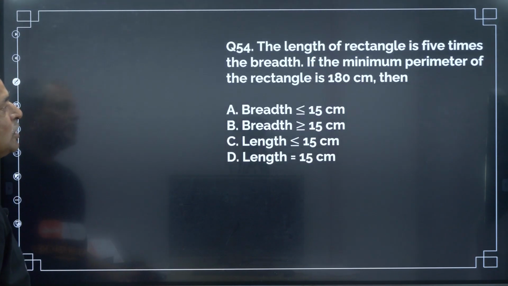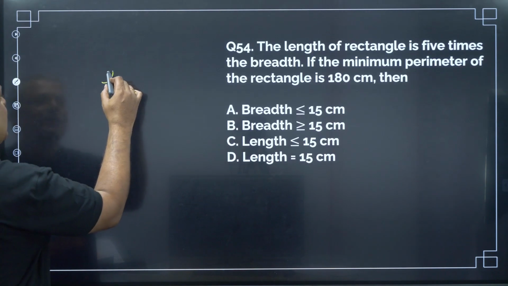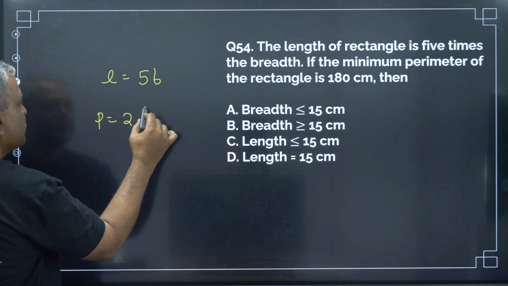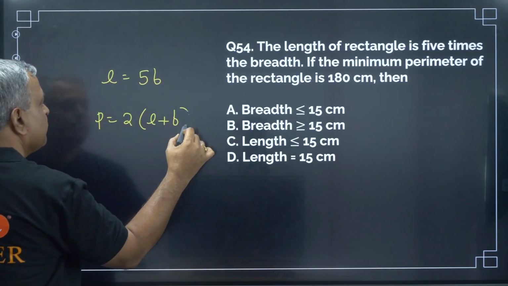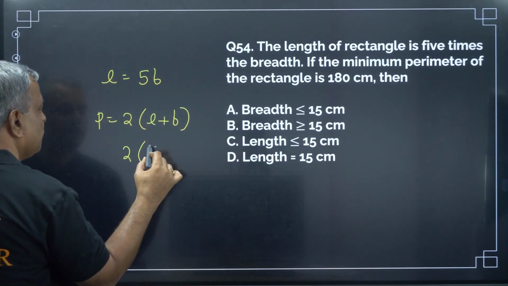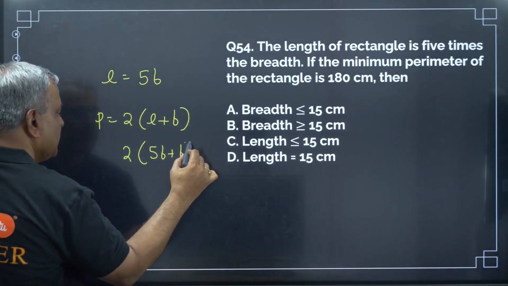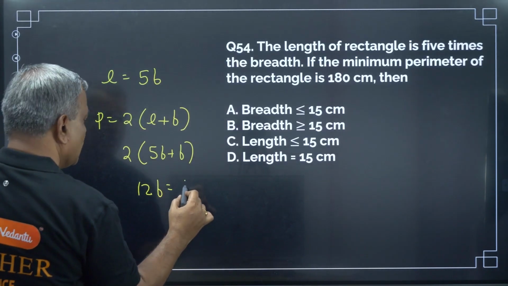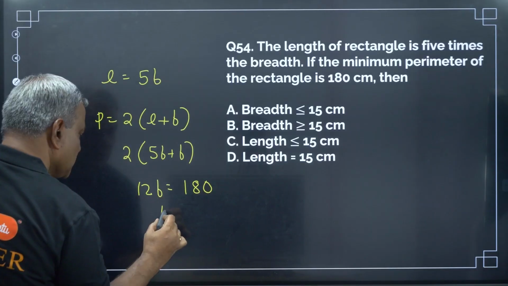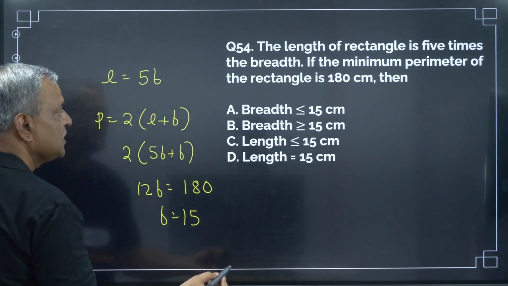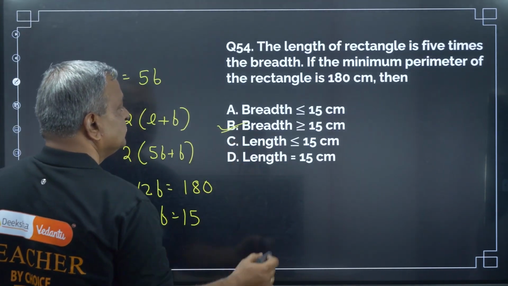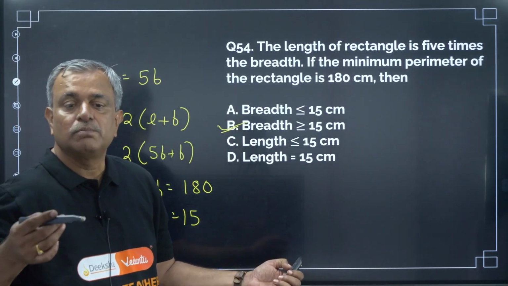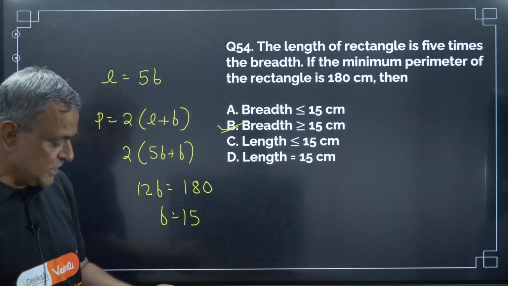So simple question, length of a rectangle is 5 times the breadth. Length is equal to 5b. Perimeter is equal to 2 times of L plus B. So 2 into 5b plus b will give 6b, 12b. Perimeter is given to you as 180. So b is equal to 15. Obviously, b is greater than or equal to 15. Nothing else can be done, because they said minimum. So it is always more than that. So minimum is 15.